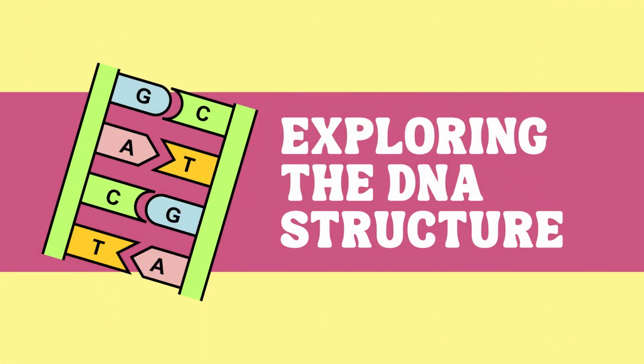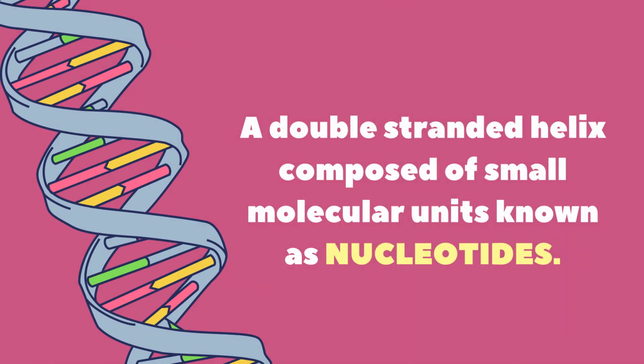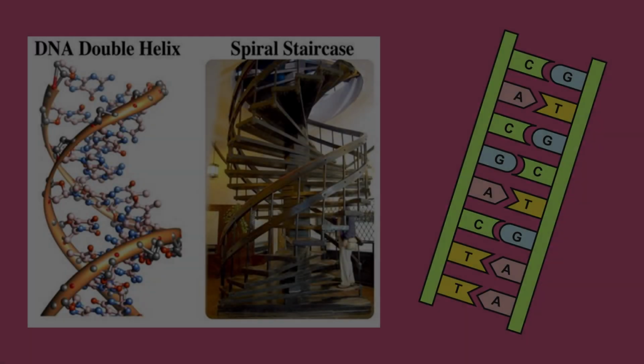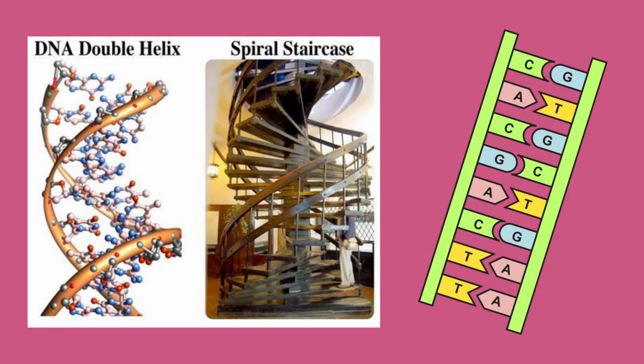Now let us explore the DNA structure. As you can see in the figure, DNA is a double stranded helix composed of small molecular units known as nucleotides. Try imagining a spiral staircase like this one. Are you visualizing it better? Well, I'm glad you are.